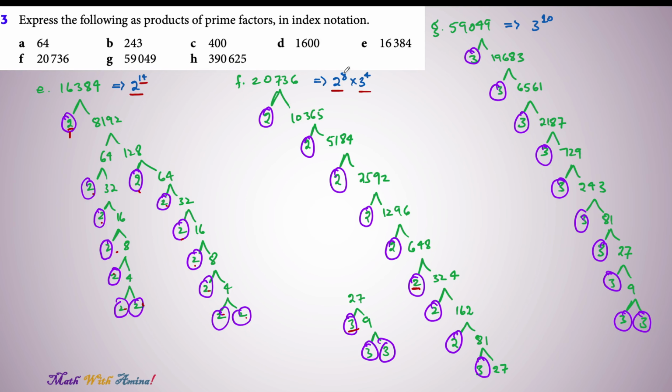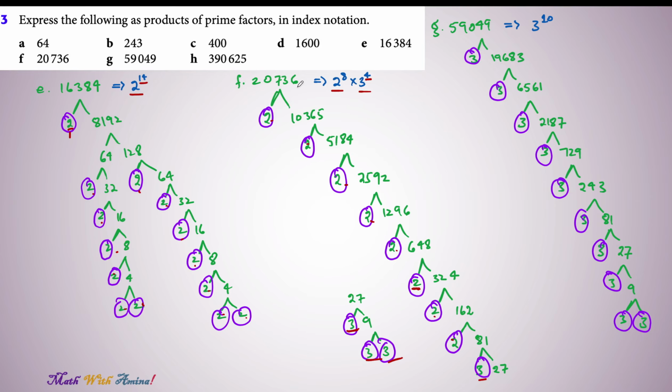Multiplied by 3, and then we count 3, 1, 2, 3, 4. So the index value for base 3 would be 4. This way we were able to express this number 20,736 in index notation by utilizing the product of prime factors method.